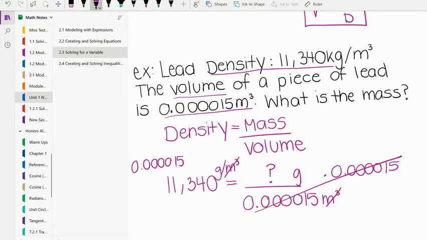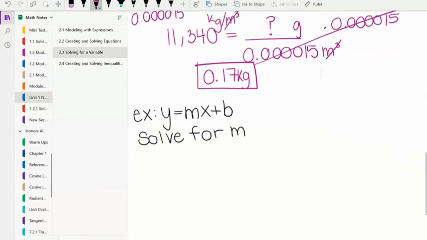And then we're going to go ahead and put that in your calculator. I'm going to round to the nearest hundredth. So 11,340 times 0.0000015, and you end up getting 0.02 grams. And that's actually kilograms according to the problem. So that should be kilograms. Okay, so all I did was plug in the numbers and then kind of isolated the top, which I was missing.